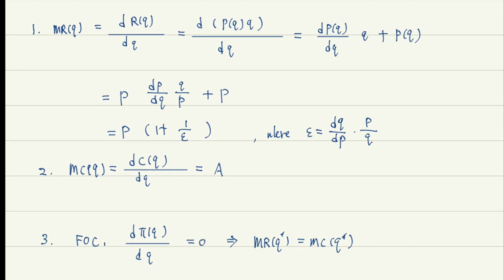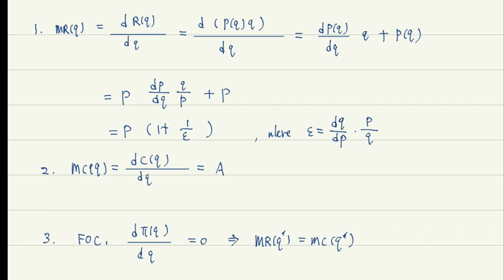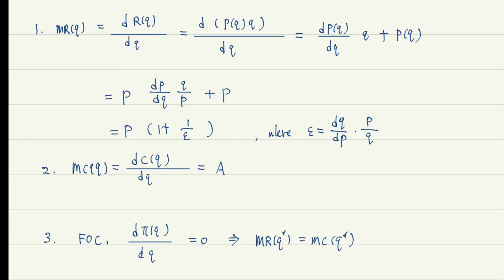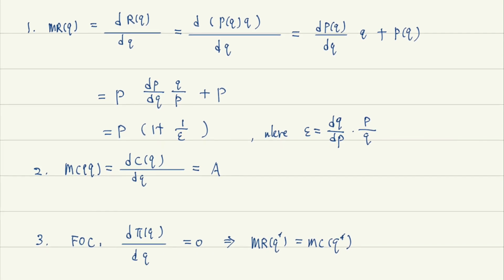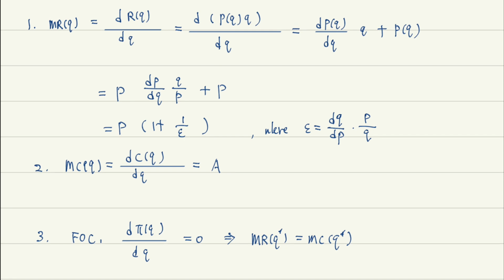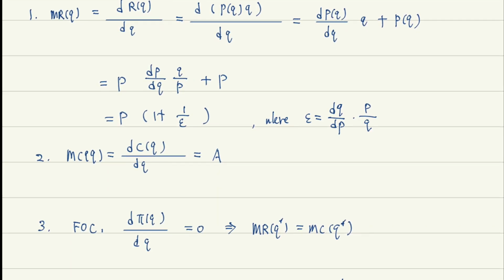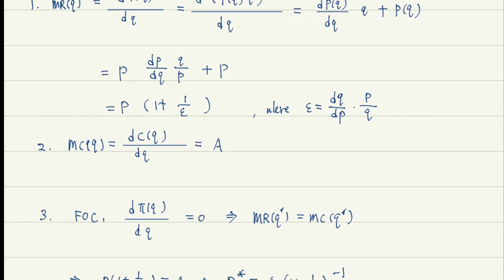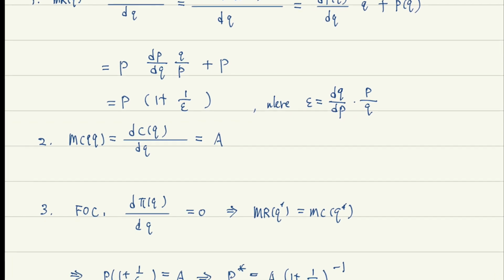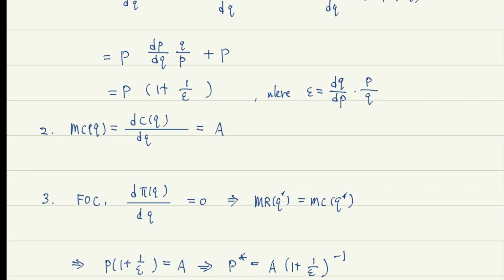On the other hand, marginal cost is the first derivative of the cost function with respect to quantity. The profit function is equal to the revenue function minus the cost function. The first order condition for maximum profit is that the first derivative of the profit function with respect to quantity is equal to 0, which implies the marginal revenue is equal to marginal cost at the optimal point.